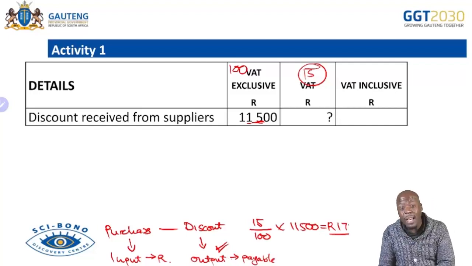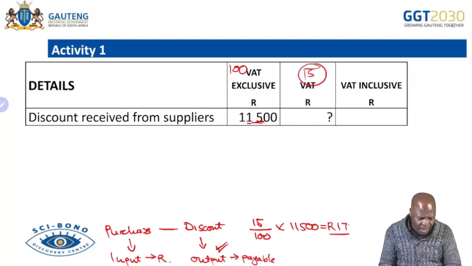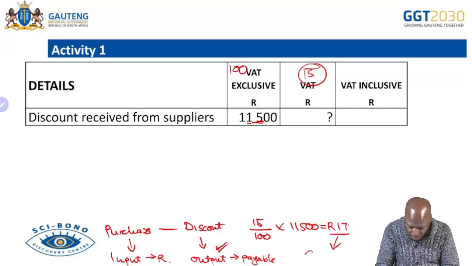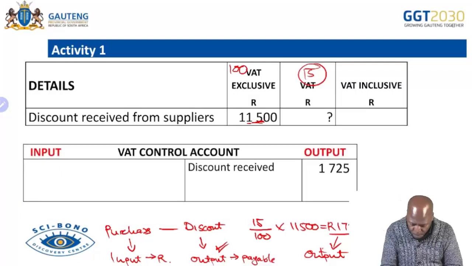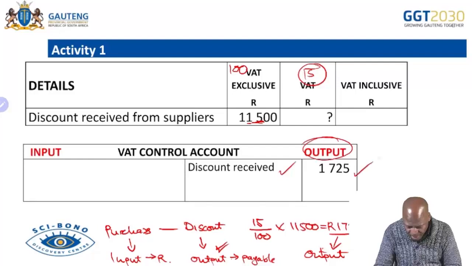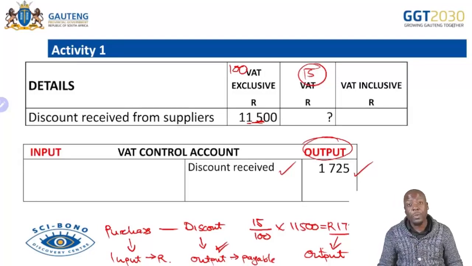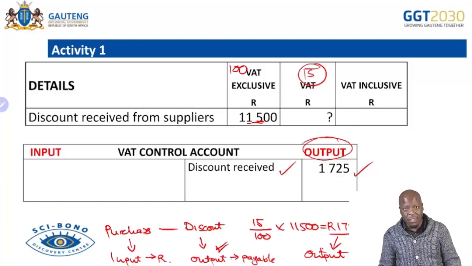So I have 1,725, which has to go to my output. It has to go to my output VAT. Let's see. There it is. Output VAT, discount received, 1,725. Simple as that. Remember, discount only arises after we have purchased.